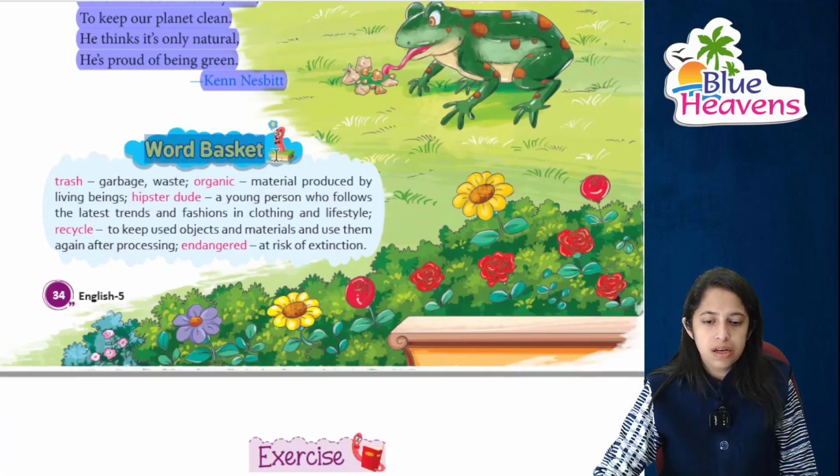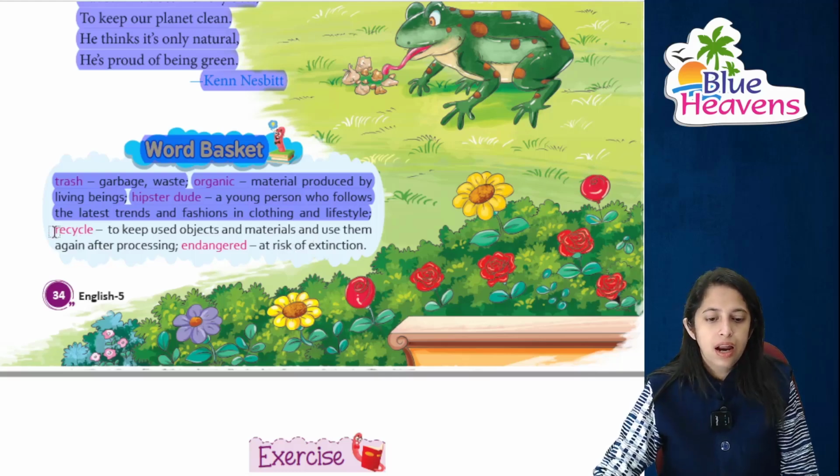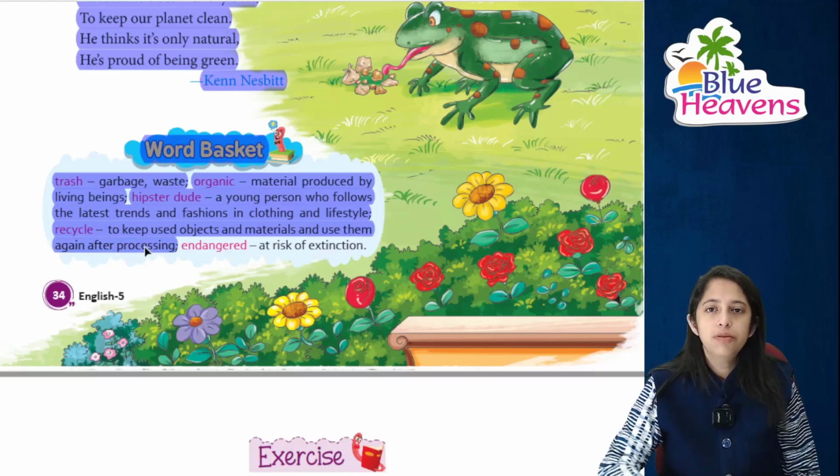Moving on to the word basket, the very first word is trash. Trash is basically the garbage and the waste. Organic is the material which is produced by living things. जो living things से produce होता है. Hipster dude is a kind of a young person who follows the latest trends in fashion and clothing and lifestyle. I already told you, kind of a person who is engaged more in modern things, right? And recycle is to keep the objects, to use the objects and materials again after processing, के बाद भी उसको यूज करना.